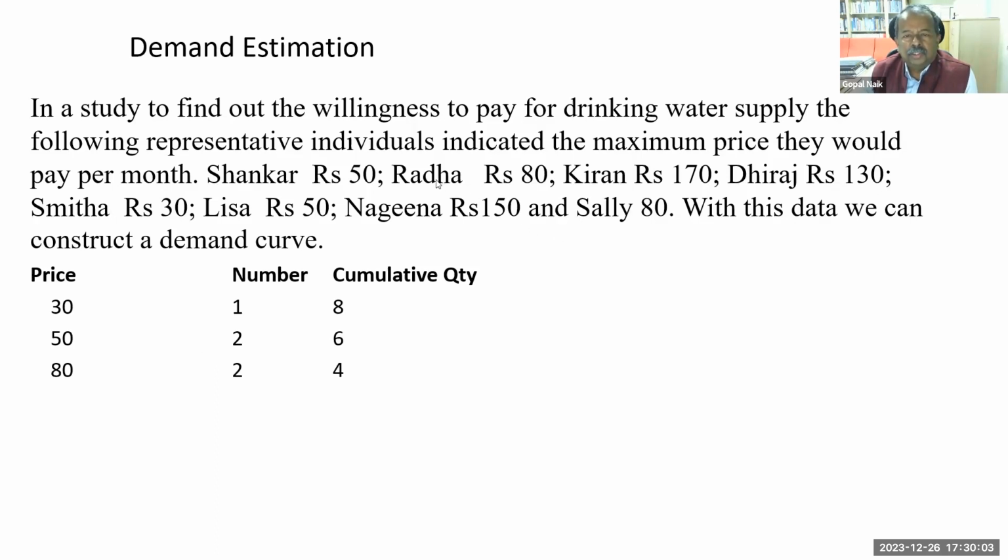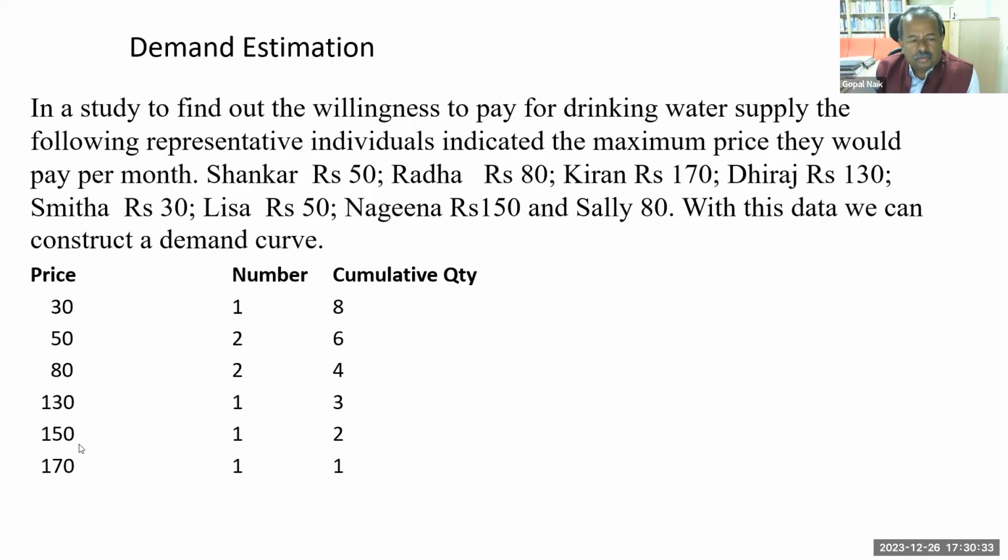And 80 rupees, Radha and Sally. Similarly, at 130 rupees, there is one person ready to pay, which is Dheeraj. And 150 is Nagina, and 170 is Kiran. So these are the maximum prices that the individuals are ready to pay, and how many are ready to pay the maximum of these prices.